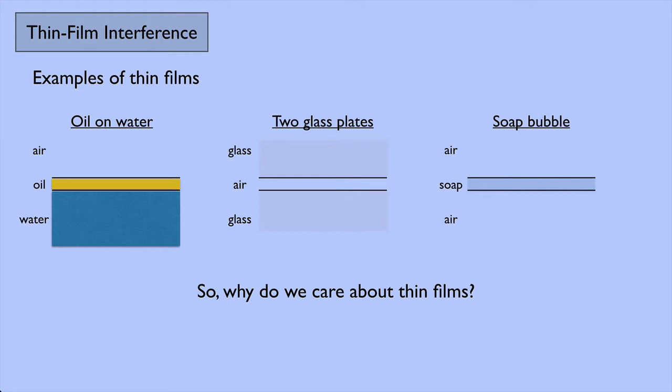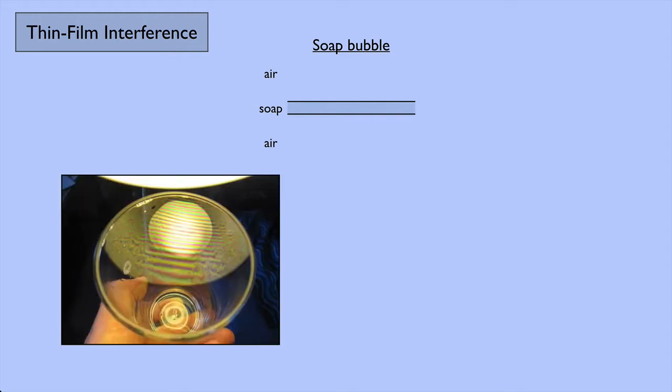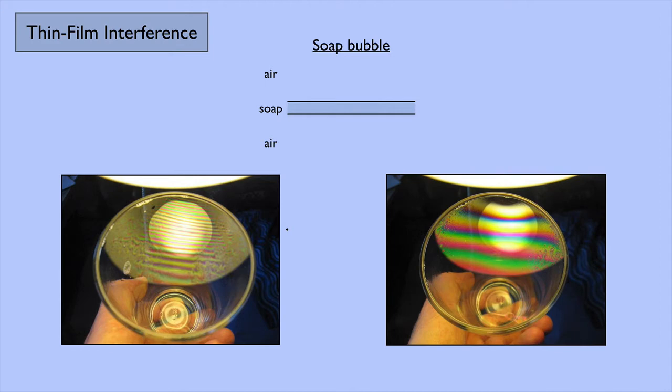So why do we care about thin films? Well, it turns out that they can exhibit interference patterns. So here's an example. Let's look at the soap bubble again. So we have air and then soap and then air, and the soap would be considered the thin film. And you've probably seen something like this before, where you have a thin film of soap and you can see a bunch of bands on here and different colors. This is an interference pattern. Here's another picture, and you can see in this case we have thicker bands, and again, different colors and spots that are brighter and other spots that are darker.